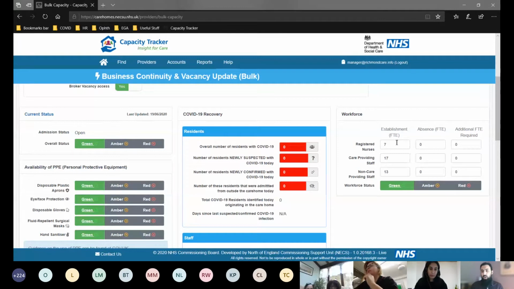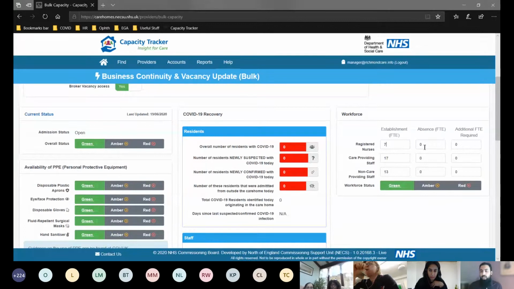So this is around registered nurses, care providing staff, and non-care providing staff. This is full-time equivalents and not head count. So for registered nurses, care providing staff, and non-care providing staff, this column is the number that you have employed within that home.